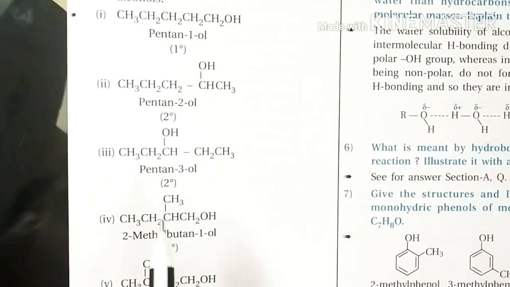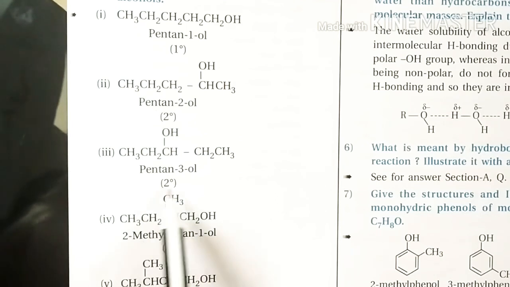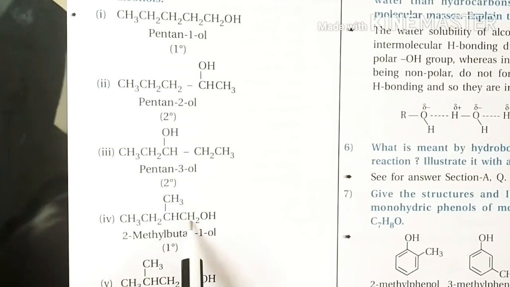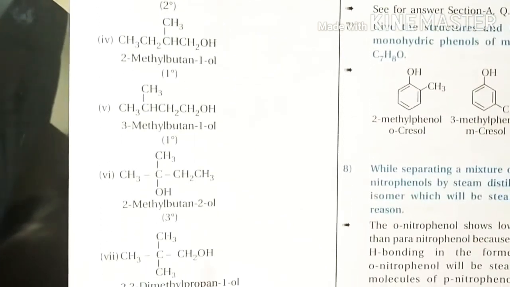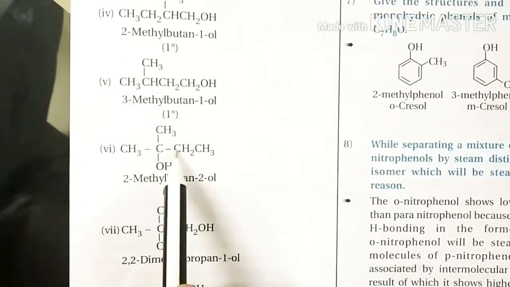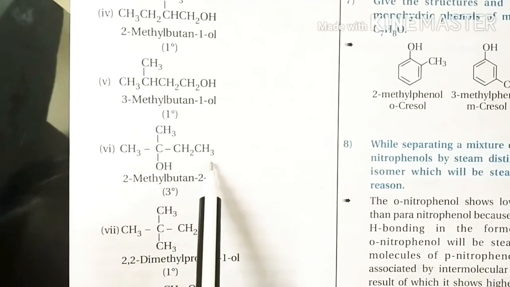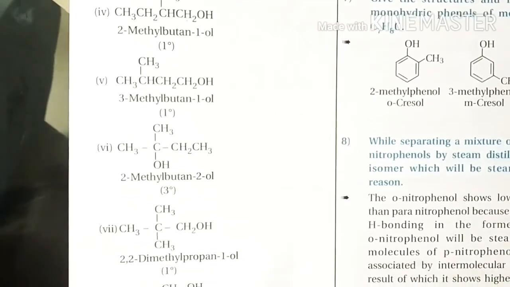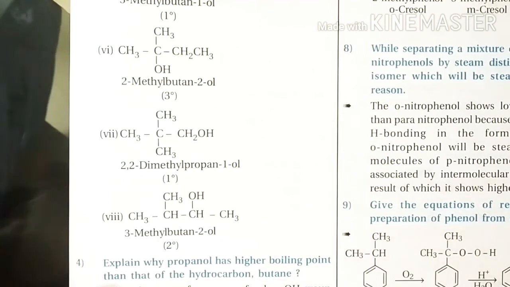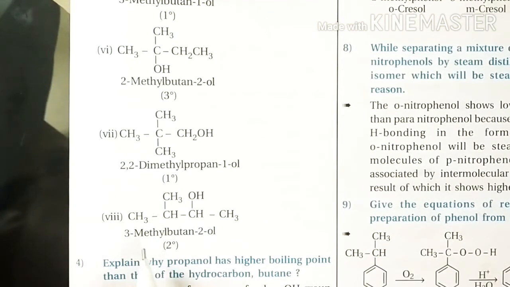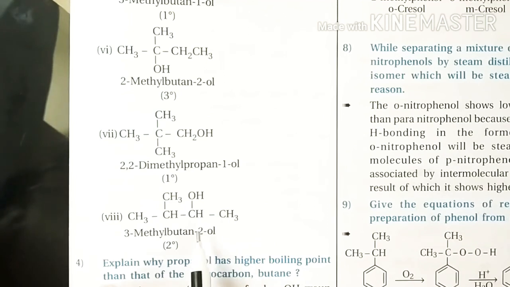Next, we have to put a methyl in a branch position with respect to OH. Now the name of this compound, 1, 2, 3, 4, is 2-methylbutan-1-ol. This is all about 1, 2, 3, 4. Then it's 2-methylbutan-2-ol. Next one, 2,2-dimethylpropan-1-ol. Next one, 1, 2, 3, 4: it's called 3-methyl because we give the number from here, so it's 3-methylbutan-2-ol, and it's a secondary one.